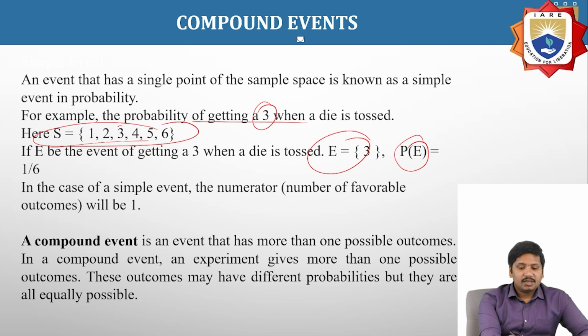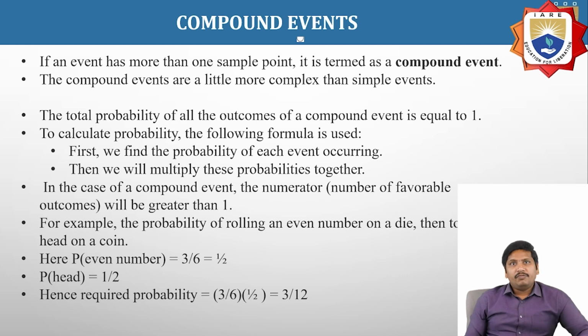How many 3s are there? 1 out of 6. So what is a compound event? A compound event is an event that has more than one possible outcome. In a compound event, an experiment is able to give us more than one possible outcome, and these outcomes may have different properties, but they are usually equally possible. If an event occurs at more than one point, it should be considered a compound event. Compound events are a little more complex than simple events. The total probability of occurrence for all outcomes of the compound event should be equal to 1.